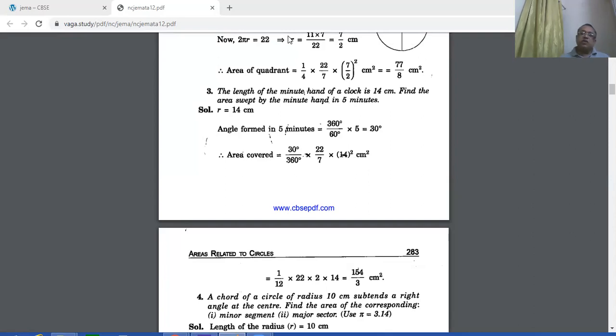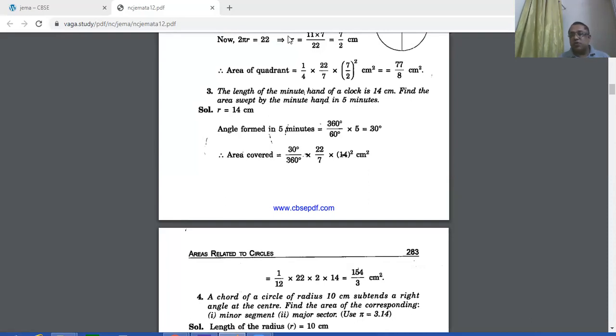Now here what we need to understand is that the full circle is 360 degrees. When the minute hand completes one circle, it is 360 degrees, and the number of divisions here is 60 minutes, right? 1 hour has 60 minutes. So when I divide 360 by 60, I'm going to get 6 degrees. So this is very important: 1 minute is equivalent to 6 degrees.